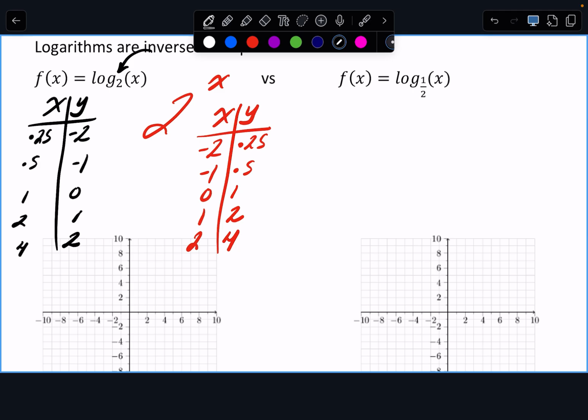Now here's what I want you to think about. Isn't it true that exponential functions have horizontal asymptotes at y equals 0? Yeah?